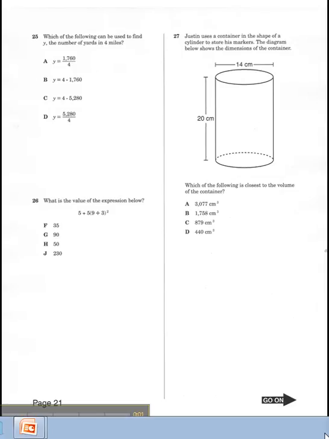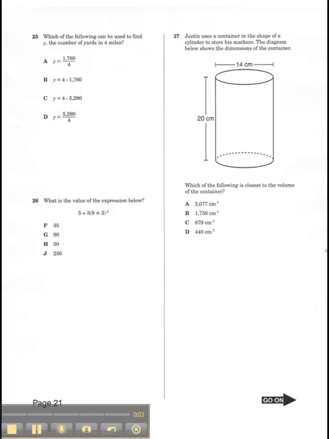Problem 27. Justin uses a container in the shape of a cylinder to store his markers. The diagram below shows the dimensions of the container. So we have a cylinder, has a circular base, and a height of 20 centimeters. Which of the following is closest to the volume of the container?